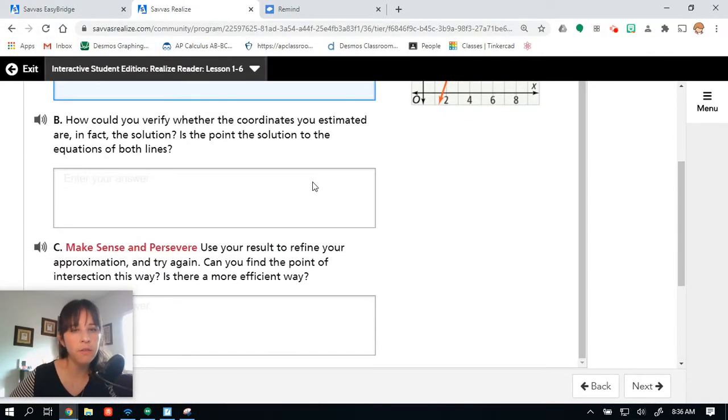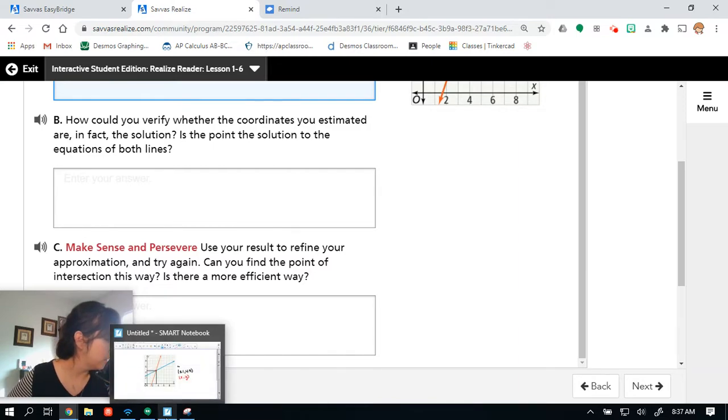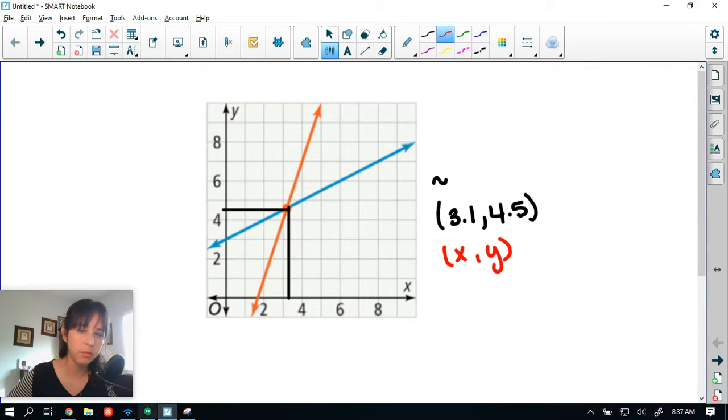Okay, how could you verify whether the coordinates you estimated are in fact the solution? Is the point the solution to the equation of both lines? Well, we could do it by just looking, and this is kind of a general approximation. And we could also do it by substituting the value into an equation for both lines. Well, we don't have the equation quite yet, but we can find the equation of lines by looking at their slope and the point of intersection. So yes, the coordinates can be verified.